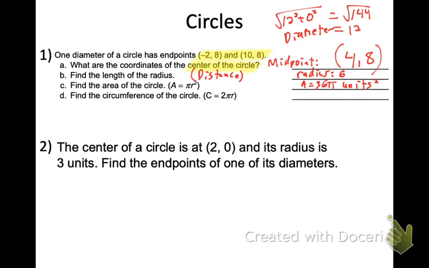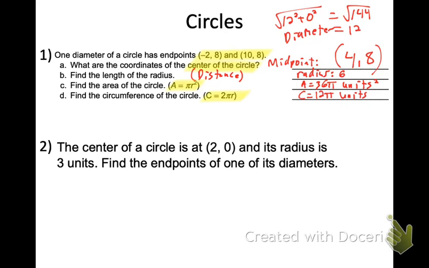And then I have the circumference. Circumference of a circle is C equals 2 pi r. Again, r stands for the radius. So I double my radius, and that's going to be 12. So my circumference is 12 pi units. Pretty straightforward, right? Good work. All right, number 2 now.